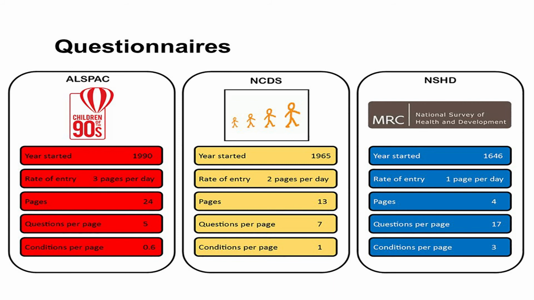NCDS is kind of like the average study. This started in the 50s, so older than Alsbach. It's got an average rate of entry, it's got fewer pages, it's got slightly more questions, and it's got a condition about every page. And then the Blue study, which is represented by NSHD, started in the 40s, so it's the oldest of the 3. And it's also the slowest, with only 1 page per day. It's got a lot fewer pages, but it's got a huge amount of questions per page, 17 on average. And a lot more conditions, or 3 conditions per page.